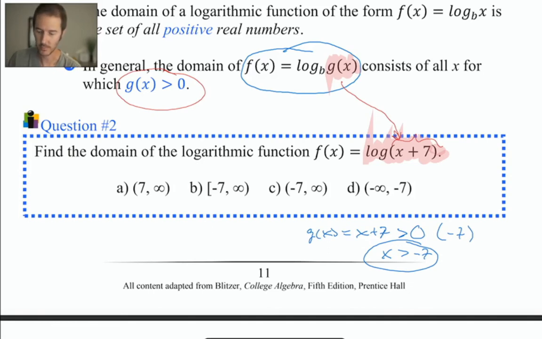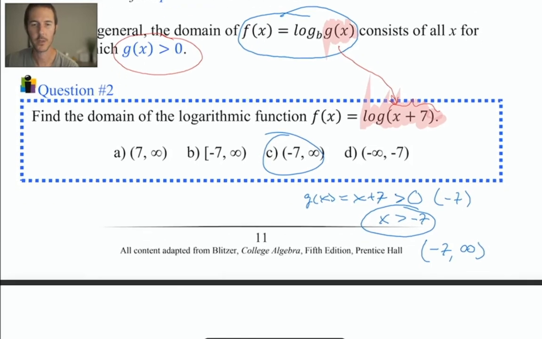In interval notation, all the x values greater than -7 starts at -7, goes up to positive infinity, excluding the -7 with a parenthesis because we have a strict inequality here. There's no or equal to symbol. All right, so that's our domain. -7, positive infinity. C is it. Trusty C has an answer.